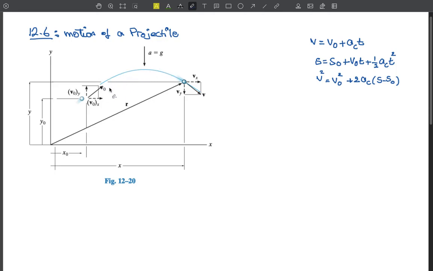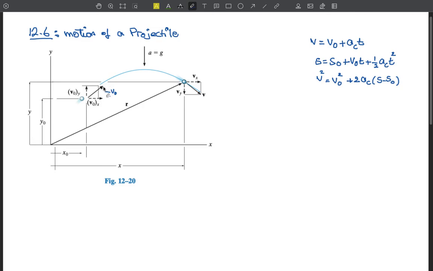Now, your rock at the beginning starts at some initial velocity, v node. You can take some reference point, for example, this reference point to start with, or this reference point. It's up to you at the end. So it's flying at some initial velocity v node, and we could actually break it down into two components, v node in the x direction and v node in the y direction.